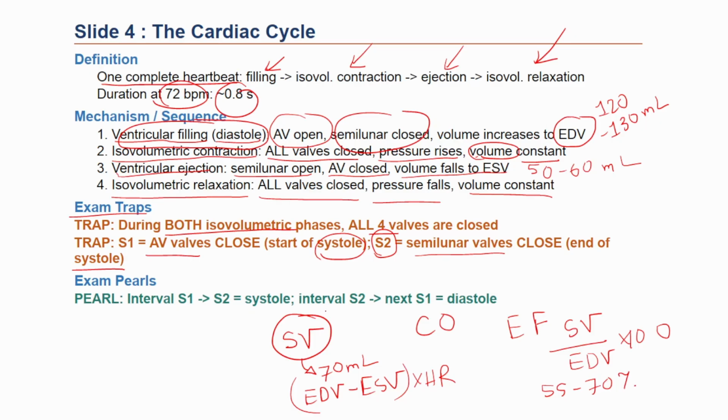To master clinical acoustic relationship on your exam, the brief time interval between hearing sound S1 and sound S2 corresponds directly to ventricular systole. Conversely, the longer interval between S2 and S1 represents ventricular diastole. This S1 is the subsequent S1 that is generated after this S2. Another pearl I want to share is the tachycardia trap.